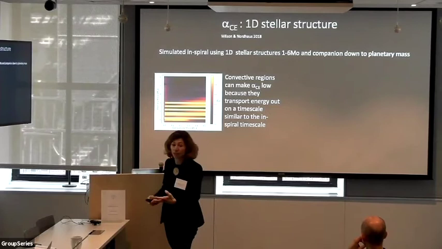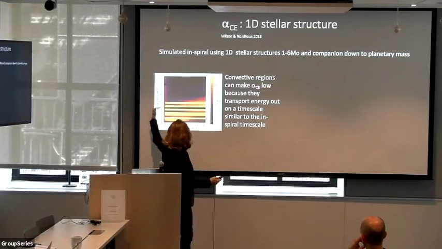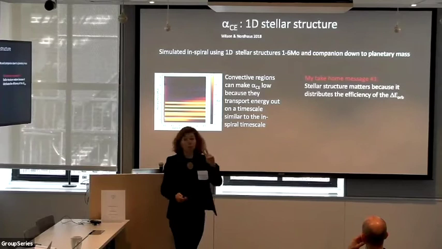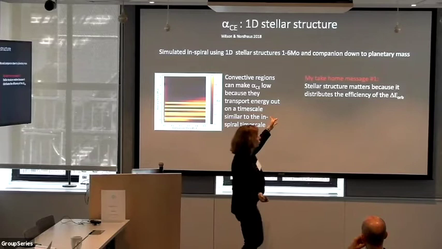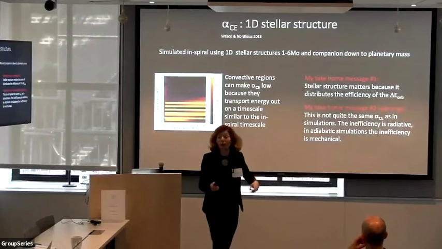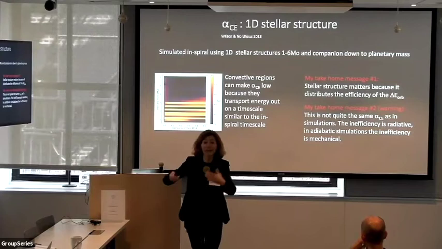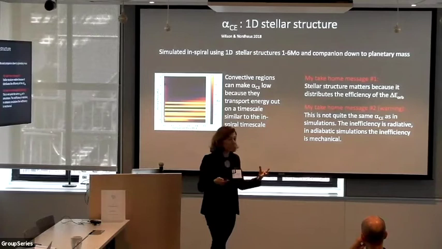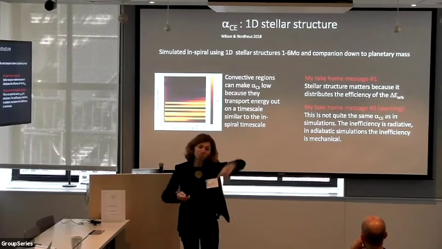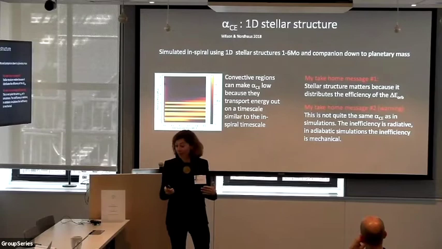And here, alpha looks like a zebra, with different mass stars behaving very differently, with very different alphas. Now, I took home two things from his paper. The first one is that stellar structure matters because it redistributes the efficiency of the inspiral, in this case through convection. The other one is that this is not the same alpha that we have in simulations, because the simulations are adiabatic. They don't leak, right? So this alpha is through radiating out or transporting energy out by convection or radiation, whereas the alphas in simulations are more about ejecting stuff too fast, wasting energy at the beginning of the plume. So we have to be very careful with this alpha number.